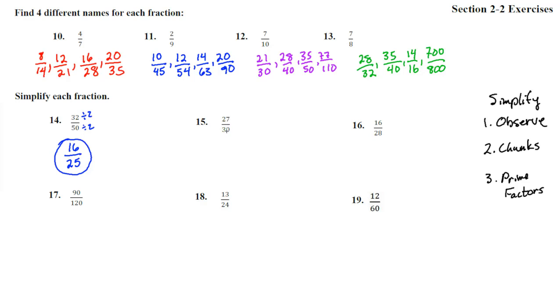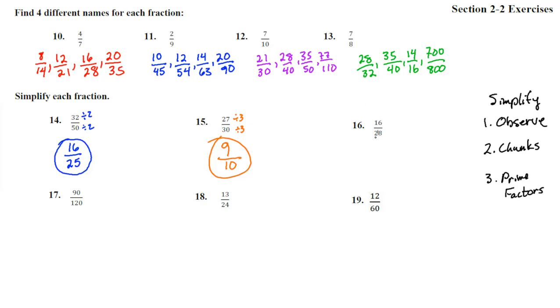Do you recognize both of these as part of your 3 times tables? That's right. So you can divide by 3, and we get 27 divided by 3 is 9, and 30 divided by 3 is 10. Good. All right, next one, 16 over 28.